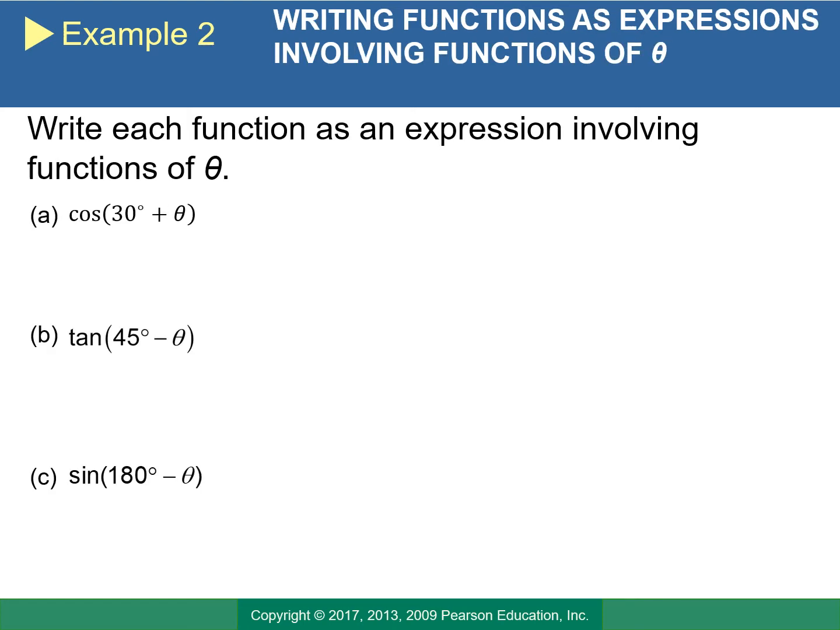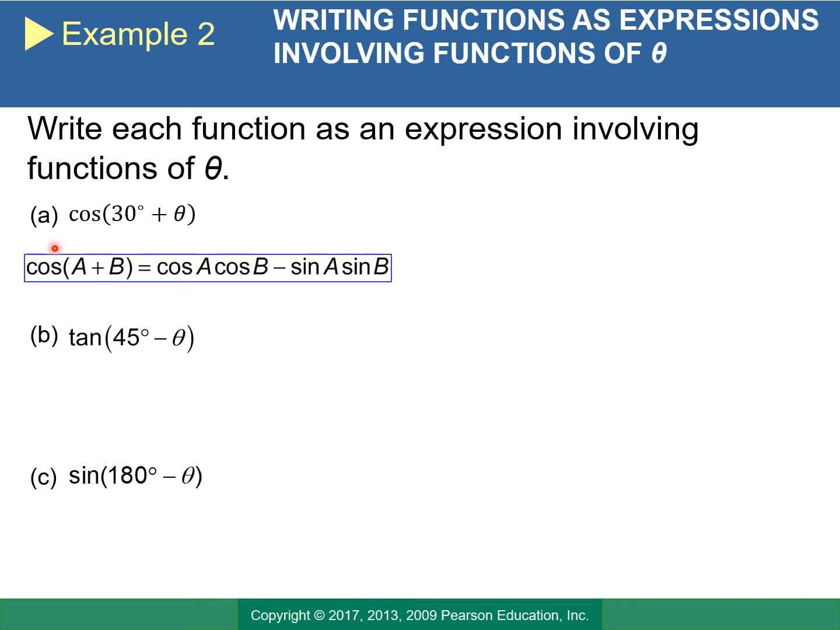In this example, we write each function as an expression involving functions of theta only. So what this is asking is that if you have any trig functions, cosine, sine, tangent, you're only going to have thetas as the arguments. There's not going to be a 30 degrees or a 45 degrees or 180 degrees in your final answer. You're only going to have thetas as far as angles go in your final answer.